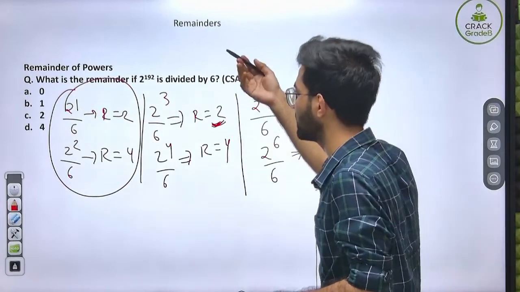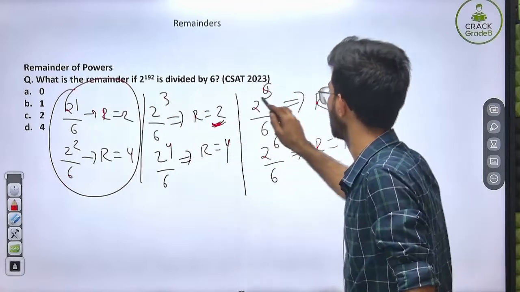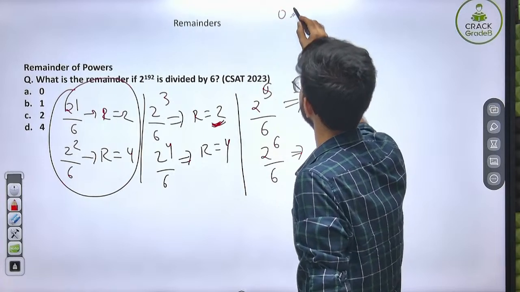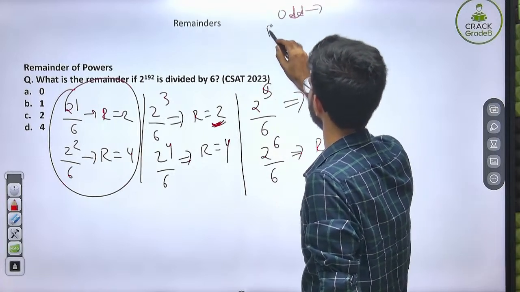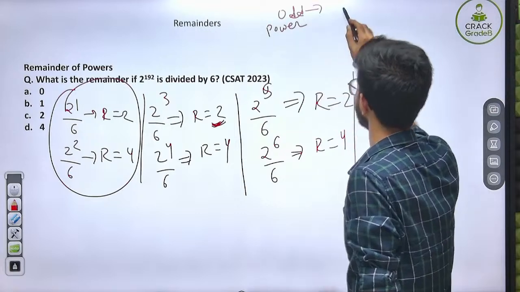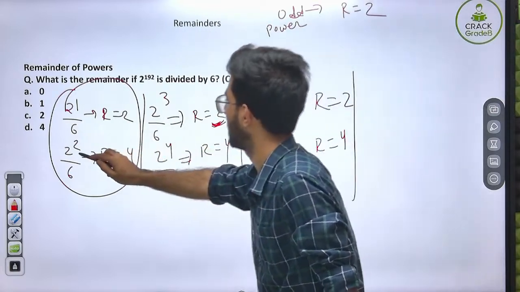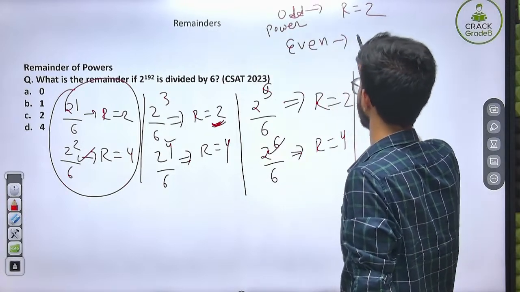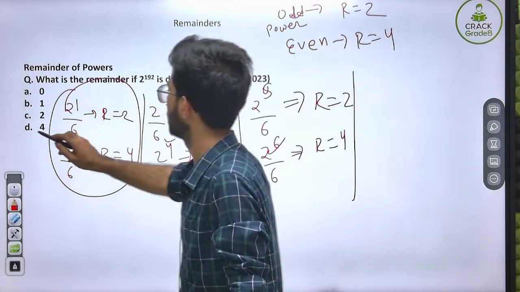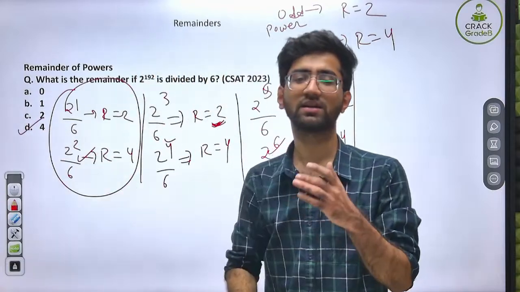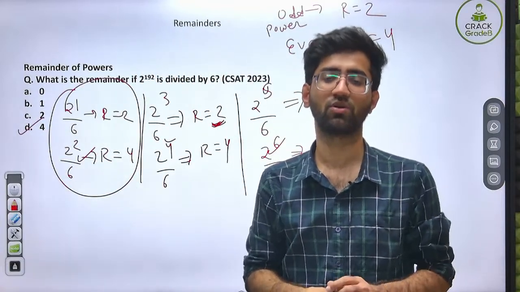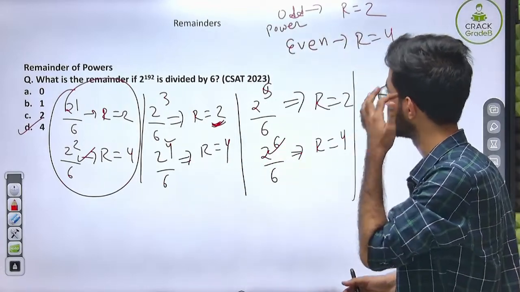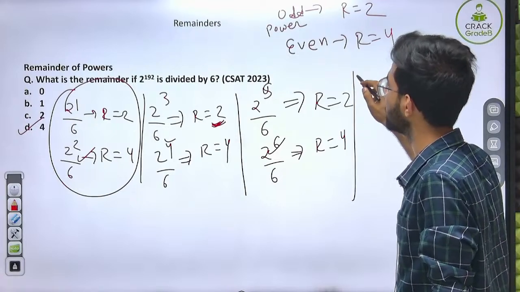So tell me how the remainders repeat. In this question, you can notice one thing. If the power is an odd number, like 1, 3, 5, in that case the remainder is 2. If the power is an even number, in that case the remainder is 4. So you can quickly answer that the correct answer to this question is 4. But suppose you are not able to notice this kind of pattern, how will you find it? Simple. See, you will do one thing.